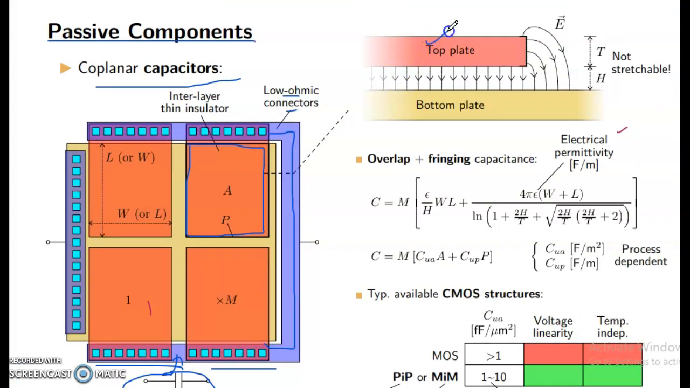Top plate, bottom plate, E vector. From the top plate to the bottom plate, the distance is T. After the top plate to bottom plate, H, not stretchable.